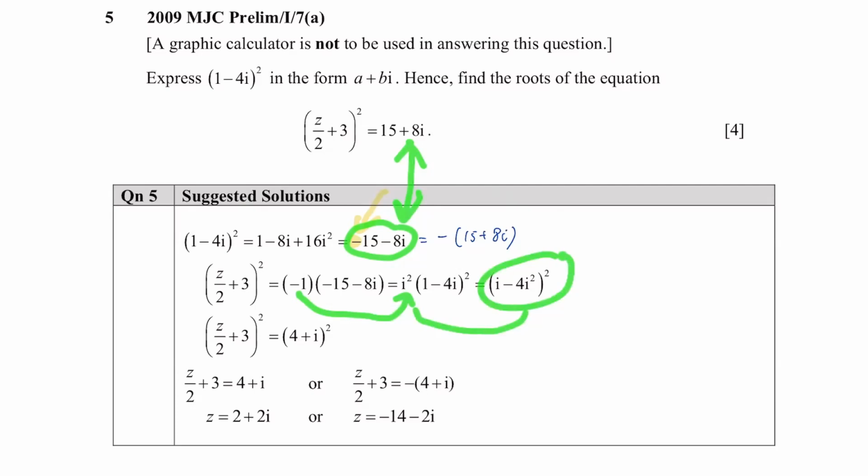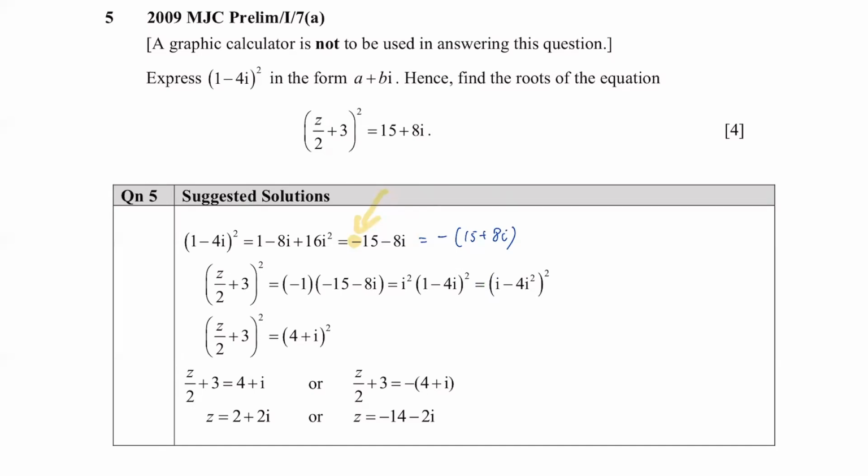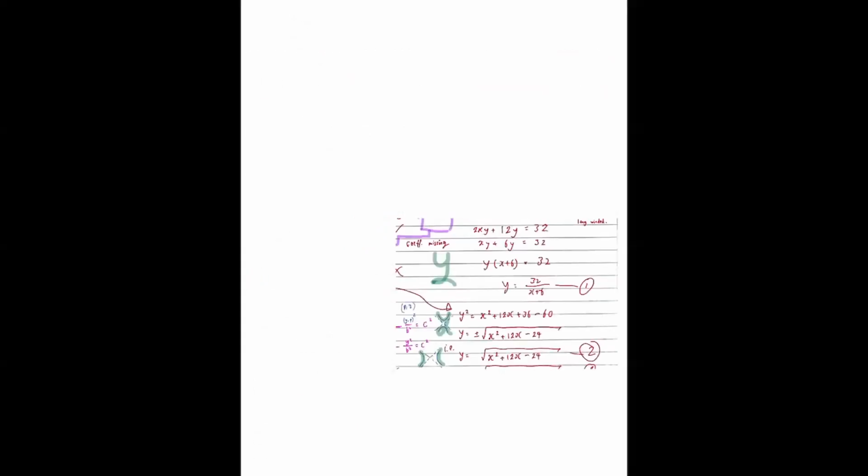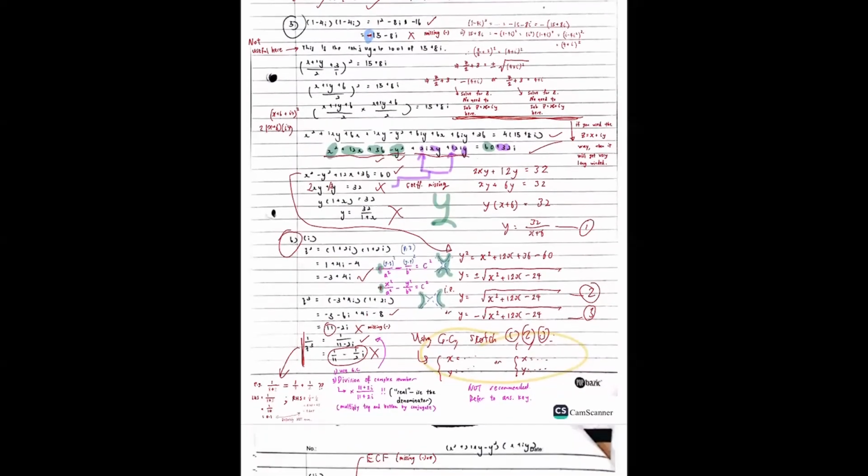By the way, when solving quadratic equations, the easiest first step should always be the square root. If you see a plus b all squared, you don't go and open it up. You usually want to take the square root. Okay, moving on. Question 6.